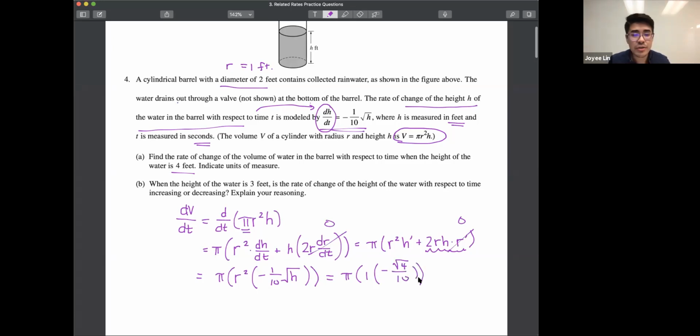And then what are our units of measure? It's the rate of change of volume with respect to time. Volume is in cubic units, so it's cubic feet per second. Did I get the time right? Yes, seconds. Always double check, right? So this would be an acceptable answer for the test this year. Any questions on that one?